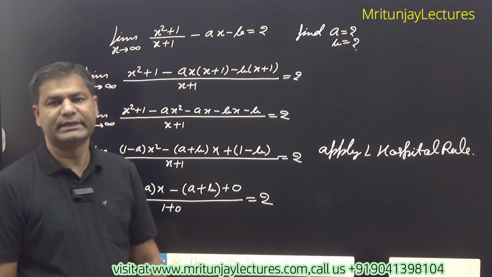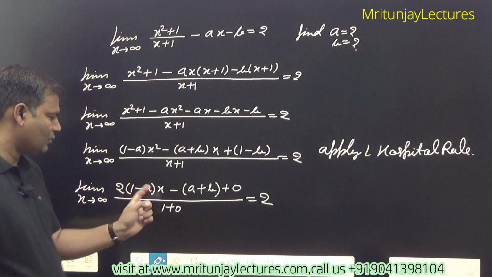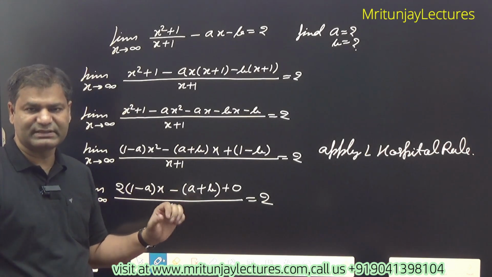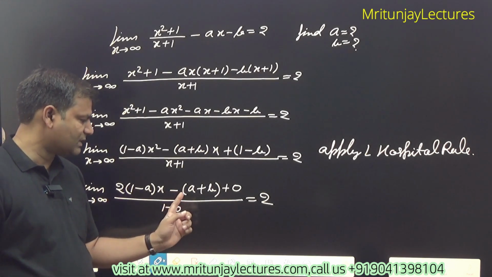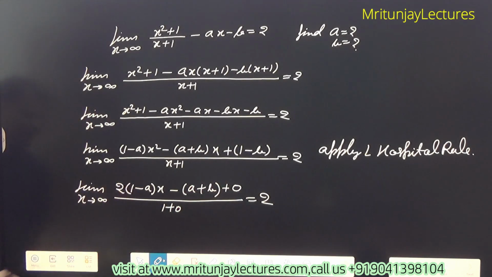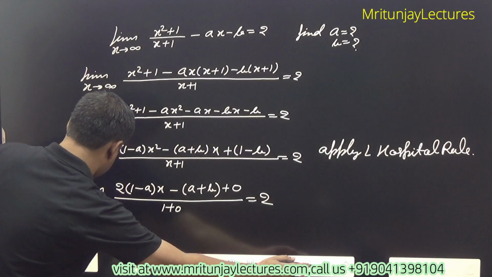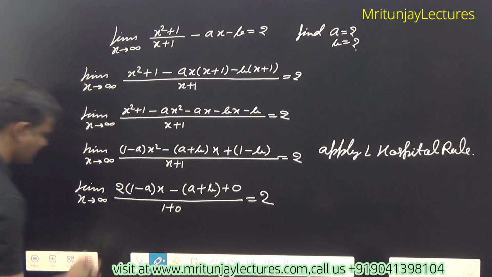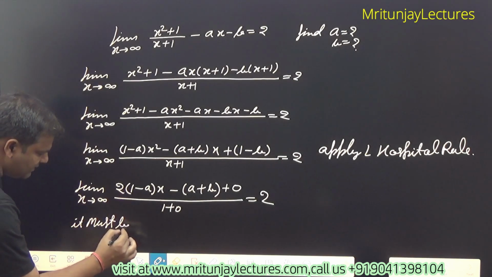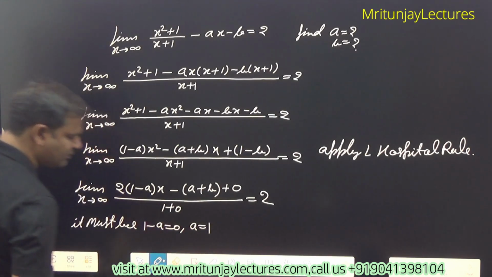That is 2. So is this one possible? No. Okay. So only if this one exists, only if 1 minus a is equal to 0. If 1 minus a is 0, then 0 into x is 0. So you can say that minus (a plus b) is equal to 2. So you can say that it must be 1 minus a is equal to 0. So a is equal to 1.